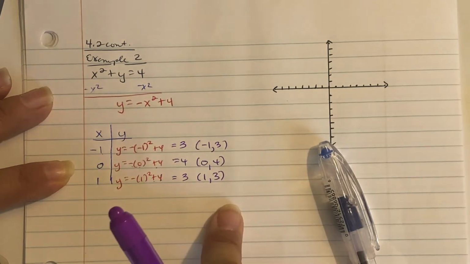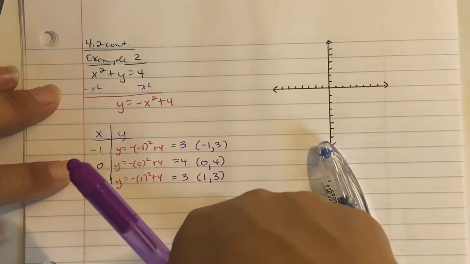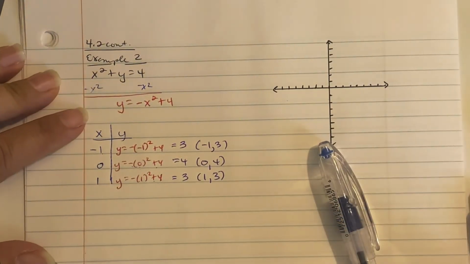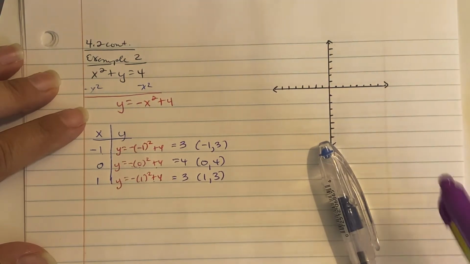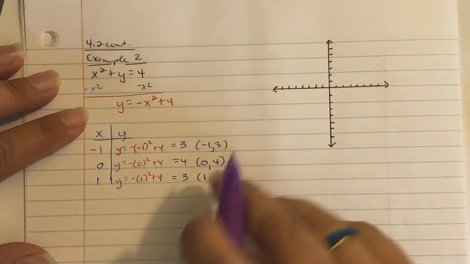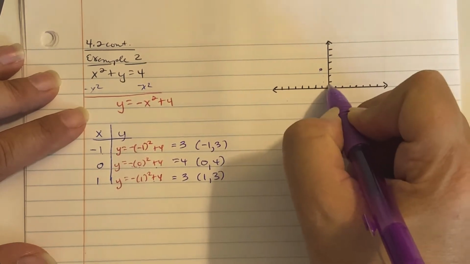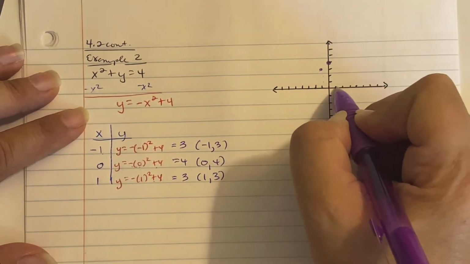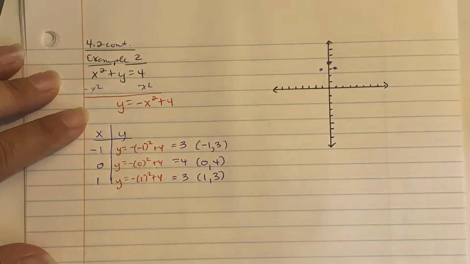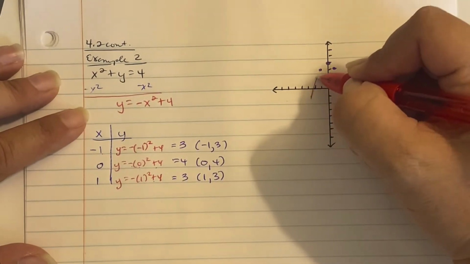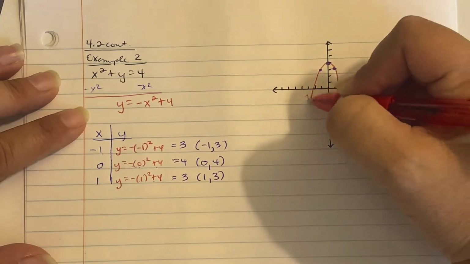So we have 3 points to make a curved graph, which is basically all you need. So we're going to plot our points. So we have negative 1, 3, 0, 4, and 1, 3. And then you connect the dots and form your curve.